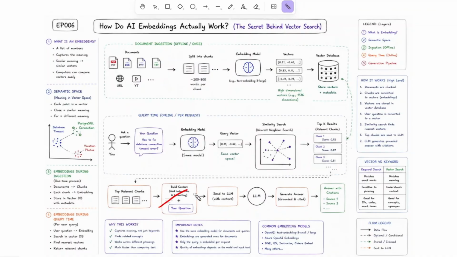If you remember one thing, remember this. Embeddings transform language into mathematics so that AI can search by meaning instead of words.